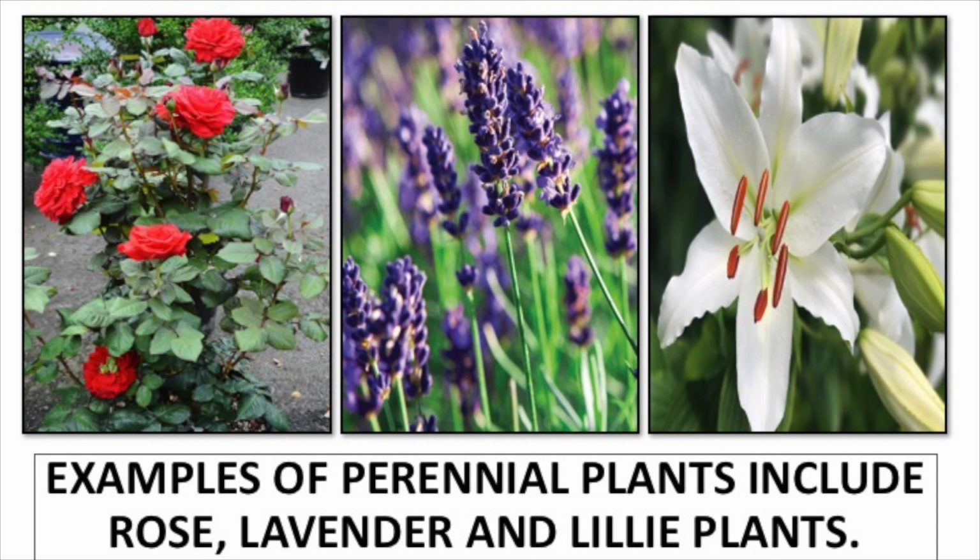Examples of perennial plants include roses, lavender, and lilies. You can see these flowers here. The red ones are roses. The purple ones, lavender. And the white ones, lilies. These are all perennial plants, because all of these plants can live for more than 2 years.